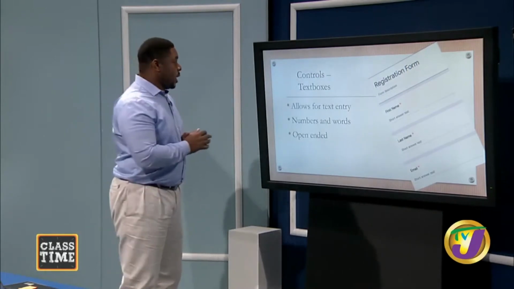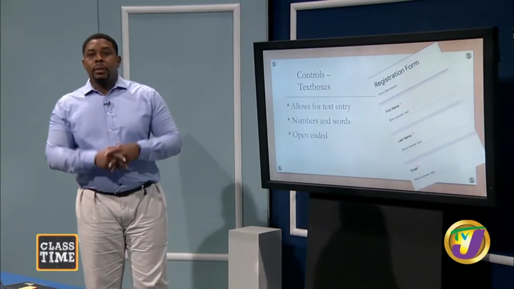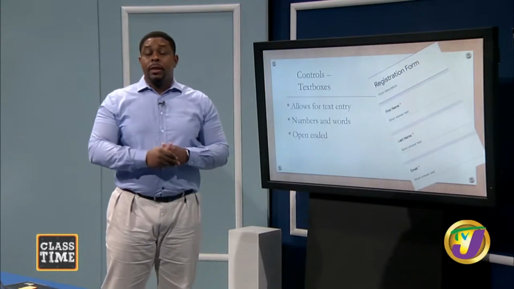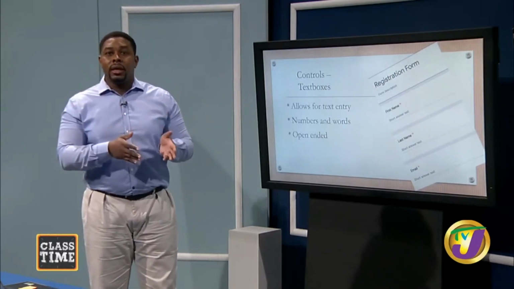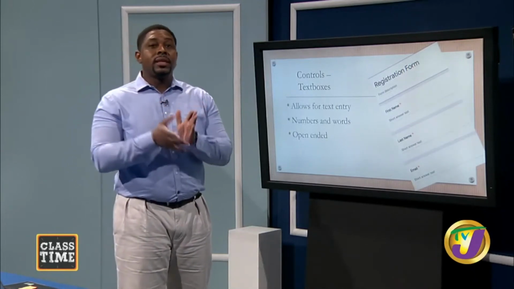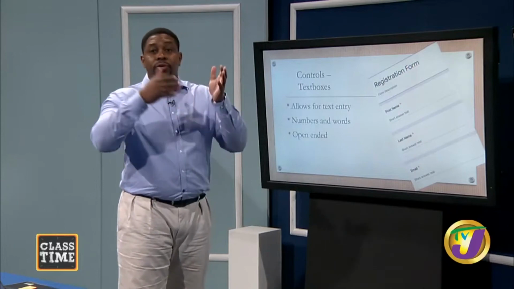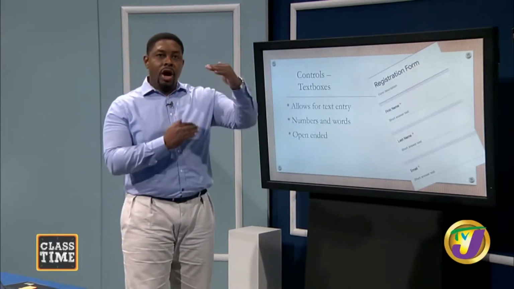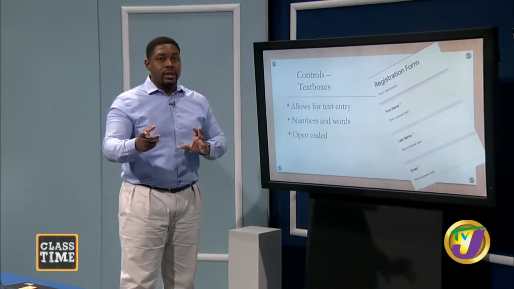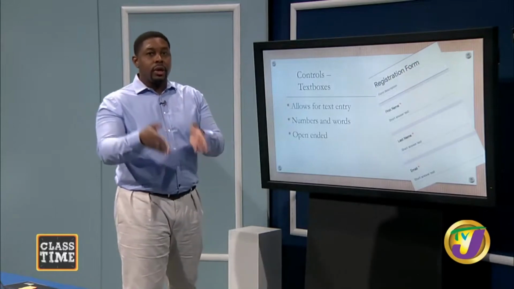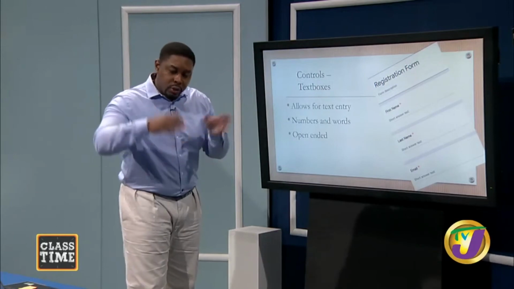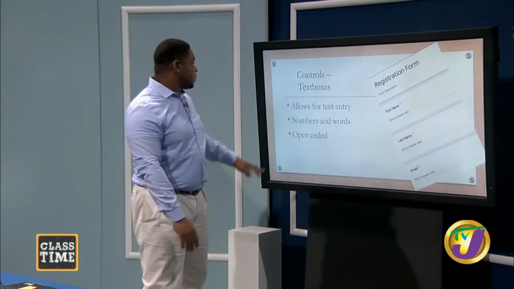For example, maybe your form says, please enter your age. The possibility exists that somebody will enter text instead of numbers. The possibility exists that a person will enter an age of 300. Because it allows for those kinds of errors or entries, you have to be more vigilant with an open-ended kind of control and make sure that you test for those things going forward.